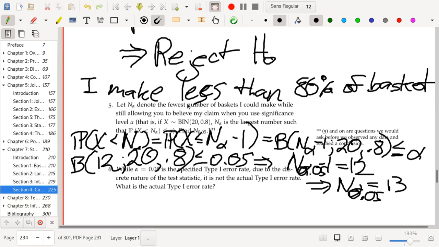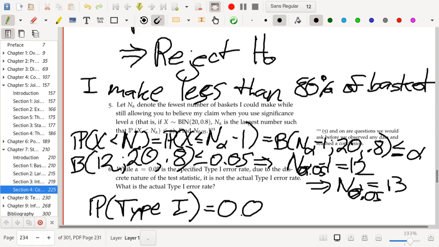I meant type 1 error. Okay, so this will be the actual type 1 error rate. So the probability of a type 1 error is going to be 0.032.